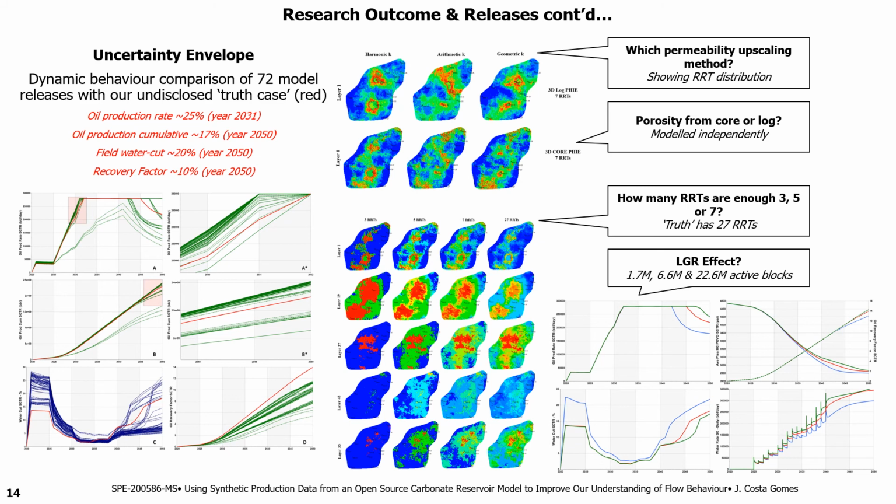How about how many rock types are enough? Is 3, 5, or even 7 rock types enough to try to get a match with our true 27 rock types? So we have created 7, 5, and 3 rock type versions of every single geological version that is to be released, all in an effort to see the impact on production behavior. And ultimately, the local grid refinement effect.